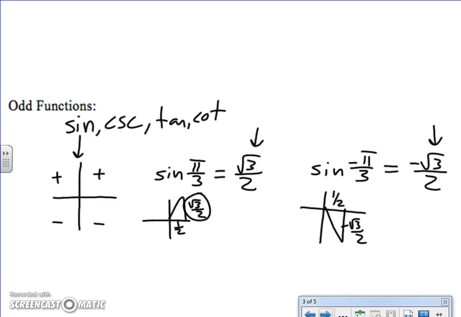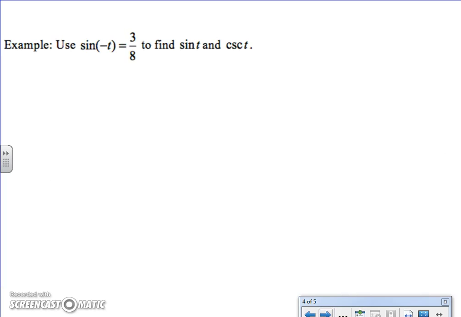Alright, we could do the same thing for tangent because tangent's also odd. Alright, so let's look at an example here. So I have the sine of negative t. So t is my angle. I don't know what my angle is, but I know that the sine of that angle is 3 over 8. So I have to use that to figure out the sine and the cosecant of the angle that we do not know.